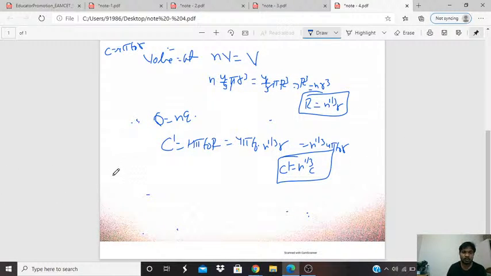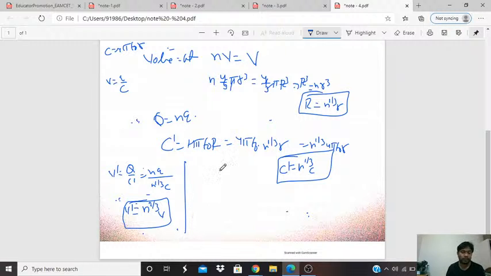We got the capacitance, now the potential. V dash equals Q by C dash. So Q is nQ, and C dash is n power 1 by 3 into C. Q by C is V initially. So n power 1 minus 1 by 3, that is n power 2 by 3. So V dash equals n power 2 by 3 into V.